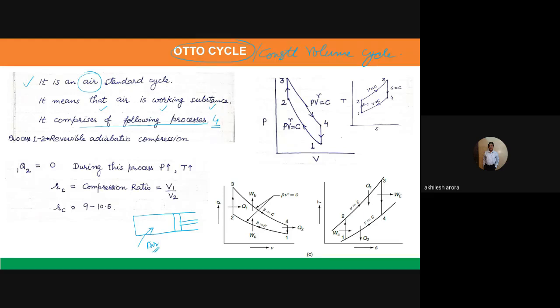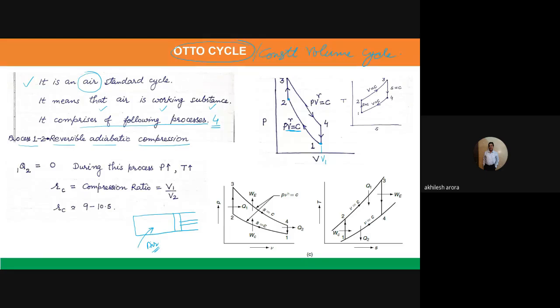The first process is written here, reversible adiabatic compression of air. On the PV diagram, it is shown here. This is the initial point, the initial volume of the air inside the engine, and up to this point we have the compression taking place according to the process PV raised to power gamma equals constant. There is no heat transfer during this process. As you know, it's a reversible adiabatic compression process, and adiabatic means no heat transfer.